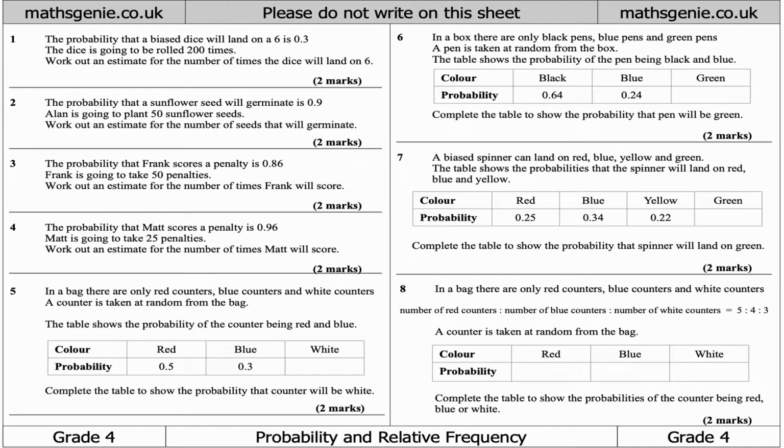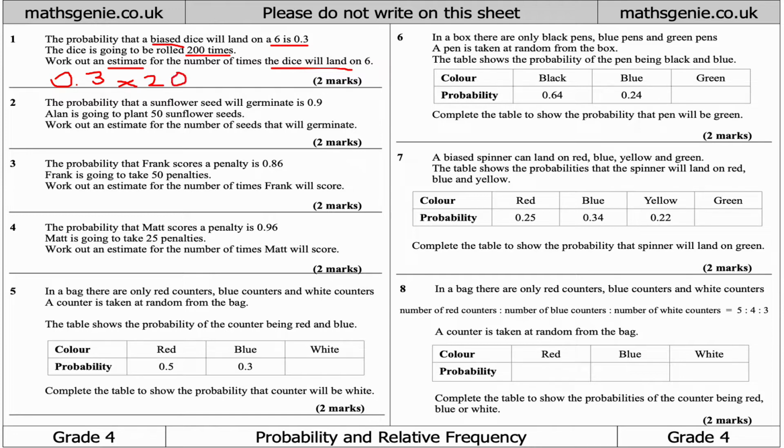Okay, this is question number 1 guys. The probability that a biased dice will land on a 6 is 0.3. The dice is going to be rolled 200 times. Work out an estimate for the number of times it lands on a 6. So this is what I call expected frequency, expected value. I do the probability times by the number of trials.